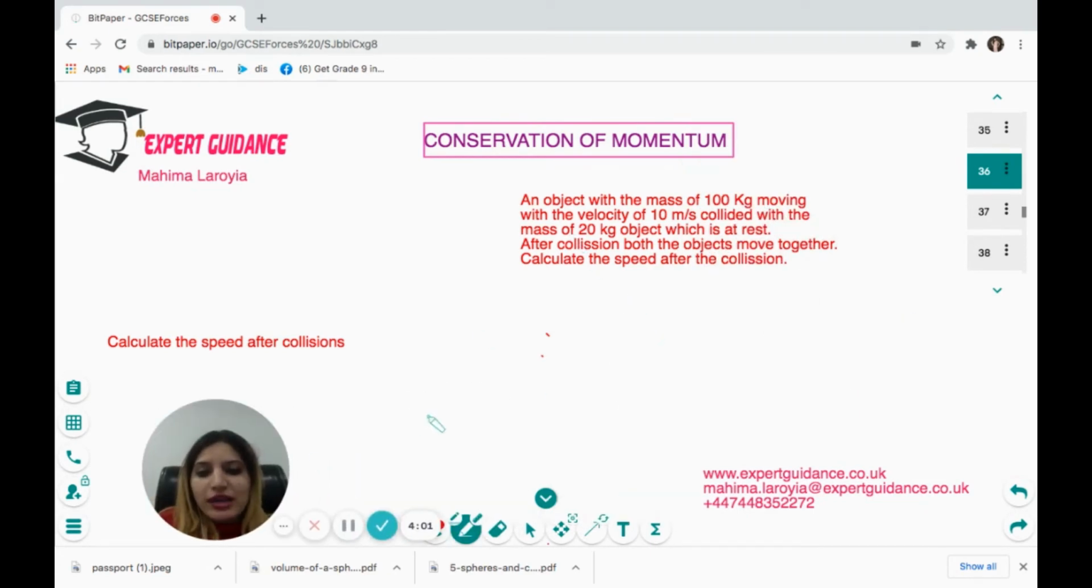So here comes a question: there's an object of mass 100 kg which is moving with a speed of 10 meters per second. So you have one body which is moving at 10 meters per second and it collides with another body of mass 20 kg that is at rest. After the collision, they start to move together, and you need to calculate the speed after the collision. So have a try at this question. Work out the momentum of both the bodies before the collision. That should be equal to the momentum after the collision, and you can use that to work out the speed.